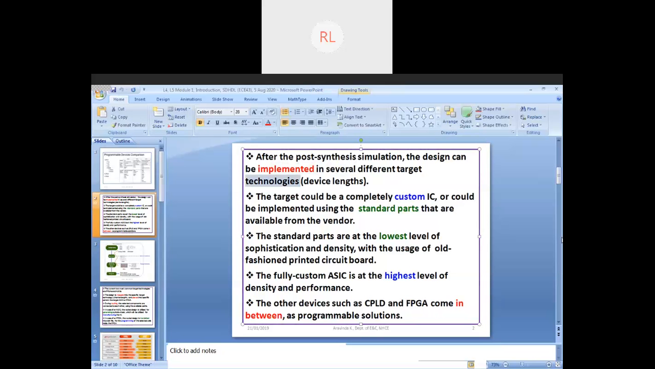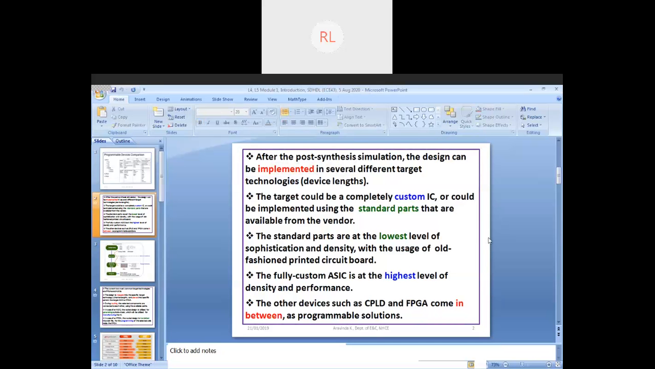So that is nothing but called your device lengths or channel lengths. The generic term used for it is technology. Okay. Now as the technology increases, the size of the transistor does decrease. Okay, so that is what we are trying to put up here.